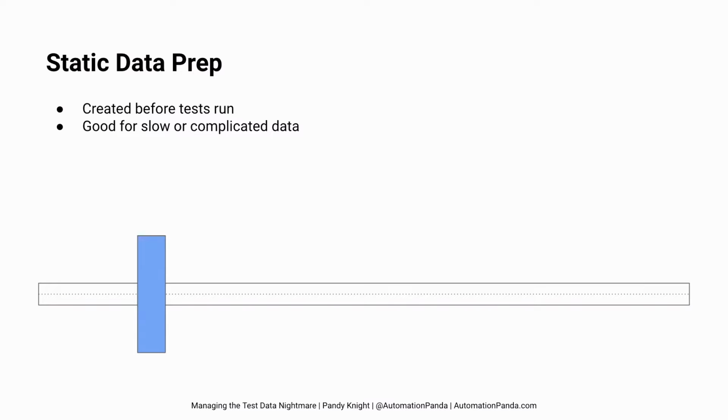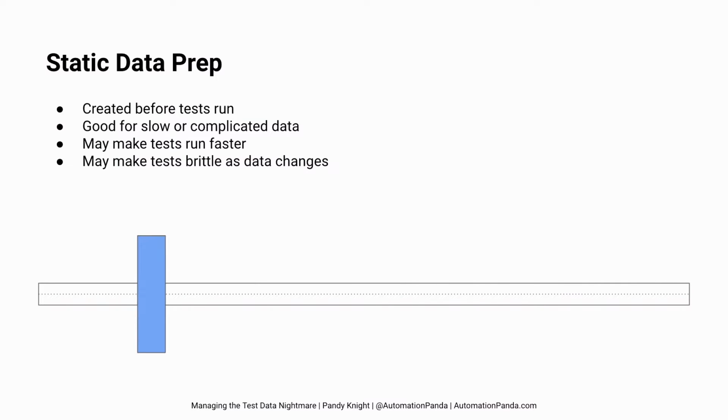Static data preparation is a good strategy for complicated data or data that is slow to create dynamically. For example, with user accounts, you may need email verification to create them. So it might be easier for automated tests to simply use a set of pre-registered users rather than create them on the fly. Tests will run faster if they can simply reference existing data instead of creating new data each time as well.